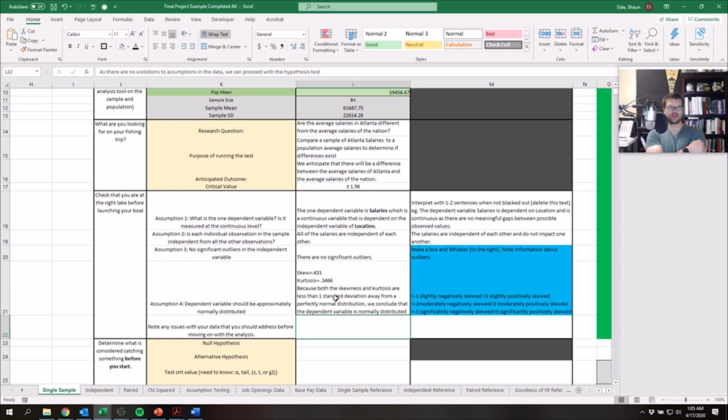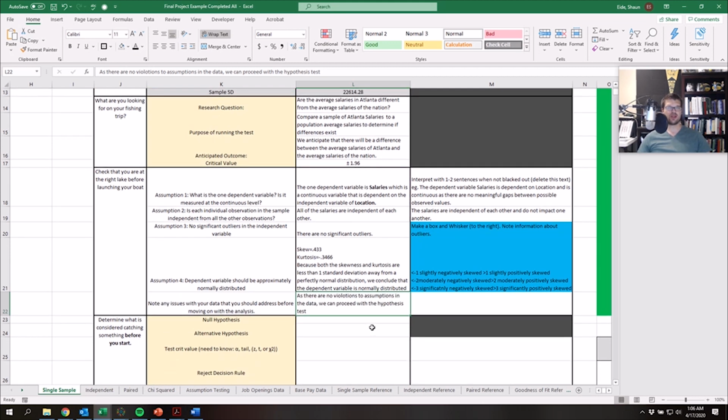A little bit later, you're going to see, oh, he does have leptokurtic data, or he does have positively or negatively skewed data. And if we do have positively or negatively skewed data, then we'll have to note that and say, hey, this should be noted, a transformation should be done, but we're not going to do a transformation at this time. Note any issues. There are no violations of any assumptions, so we can proceed with the hypothesis testing.